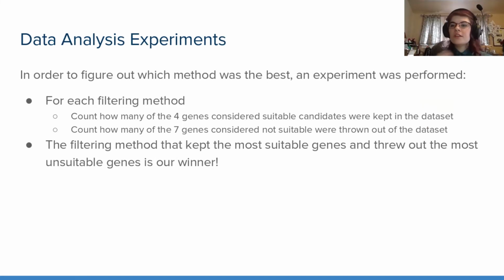To answer this question, we performed a data analysis experiment. We would try each filtering method and then count how many of the 4 genes considered suitable candidates were kept in the data set and how many of the genes that were considered not suitable were thrown out. The assumption here is that the method that keeps the most suitable genes and throws out the most unsuitable genes is going to be our winner.